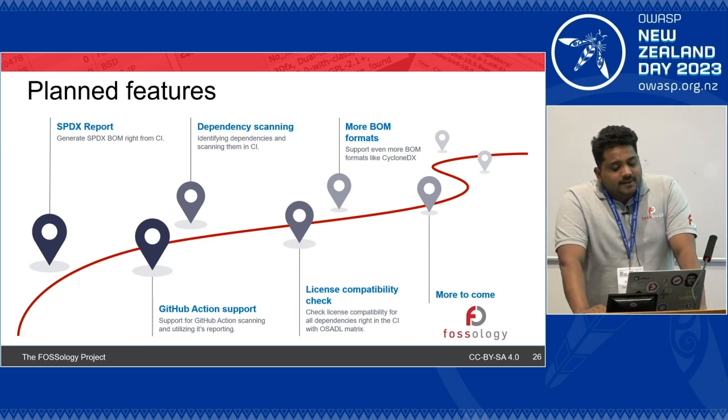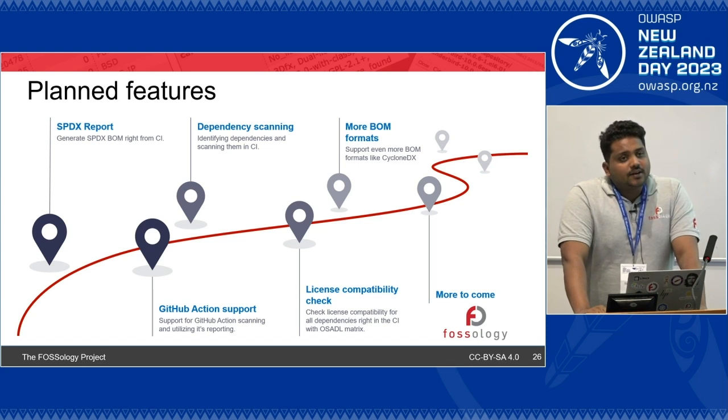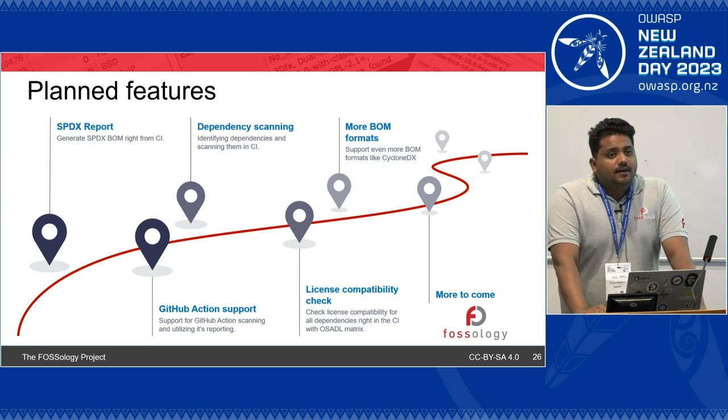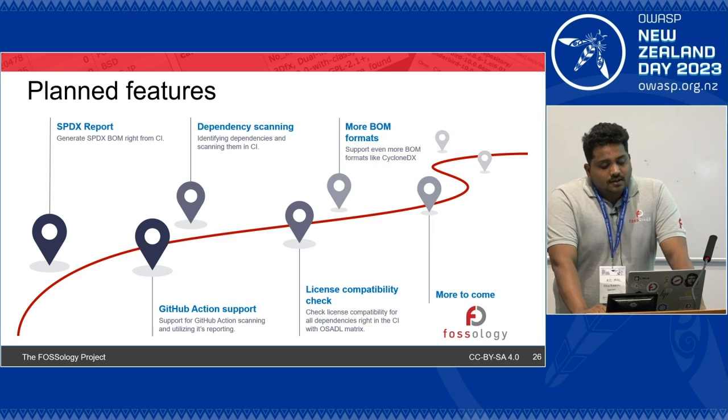And then dependency scanners. We are going to have an agent that identifies the dependencies in your project, scans those dependencies, and gives the result for you. We also have a license compatibility check scanner, which is under works, and more formats, like a CycloneDX format for reporting. And also many more to come, like reducing the false positives.